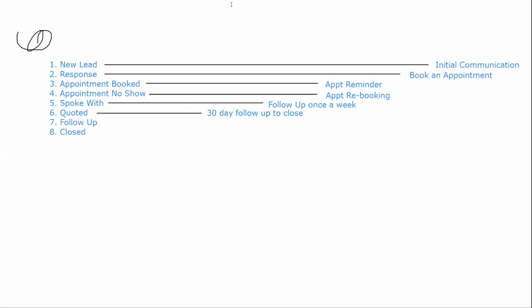And so it looks like we might even have a duplicate in here. Now that I'm mapping this out, now that I'm looking at it, okay, follow up here, it's kind of duplicated there. So if they're in the quoted stage, I know that they're being followed up with if I have a campaign that's doing that, right? So maybe I don't need that one there. And my sales process just got a little shorter. But let's look at closed. What happens after we close them?